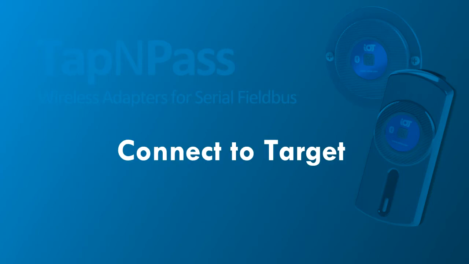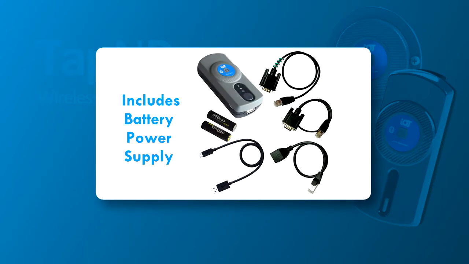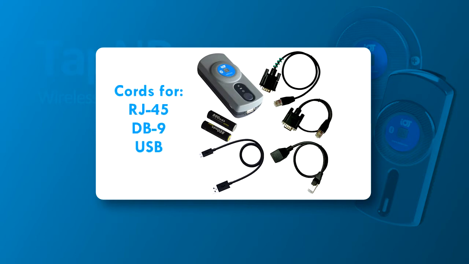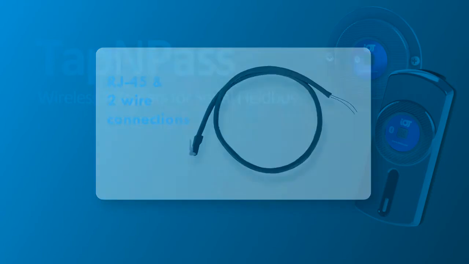First, let's connect TapNPass to the target equipment. The TapNPass Nomad has its own battery, so it doesn't require a power supply from the equipment. It includes cords that you can use to connect to a range of standard serial port connectors if the target has one of these. In our case, we're using a cable with an RJ45 connector and two wires to connect to a terminal block on the equipment.